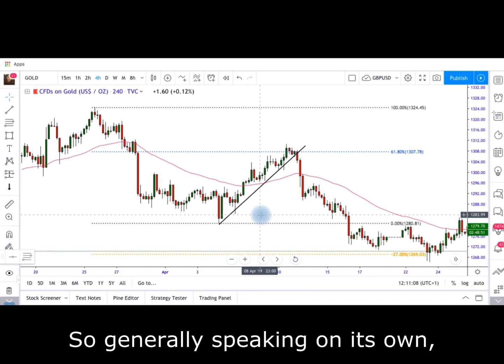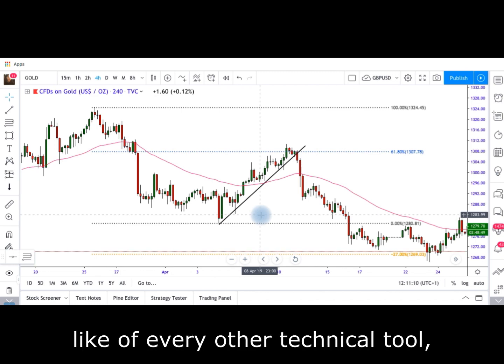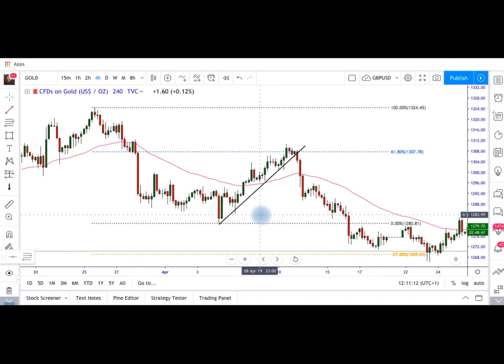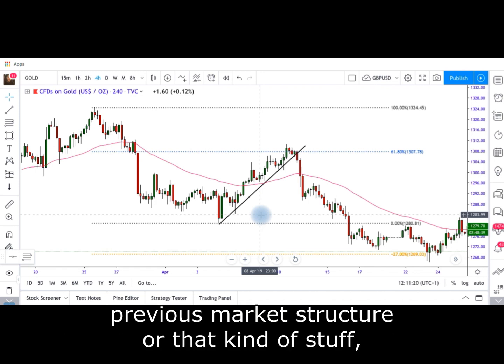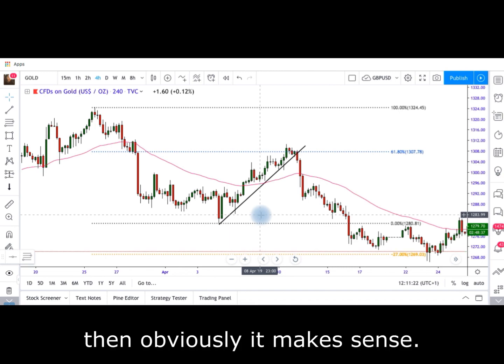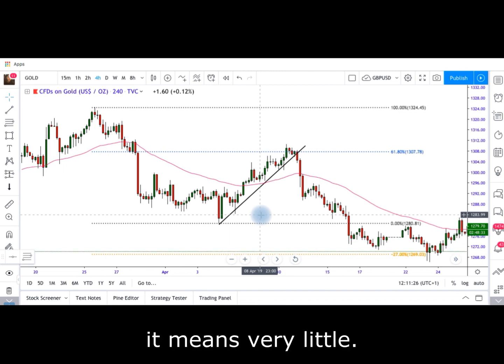Generally speaking, on its own, like with every other technical tool, it means nothing. But with other things, for example if it's in alignment with a fib level, previous market structure, all that kind of stuff, then obviously it makes sense. But by itself, it means very little.